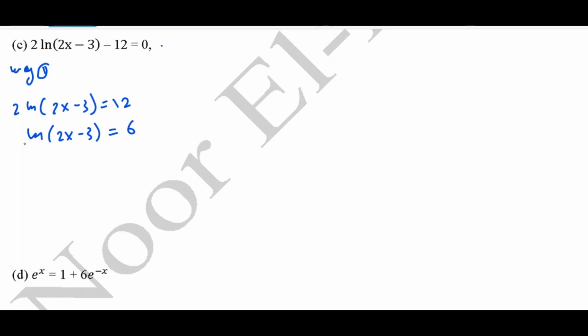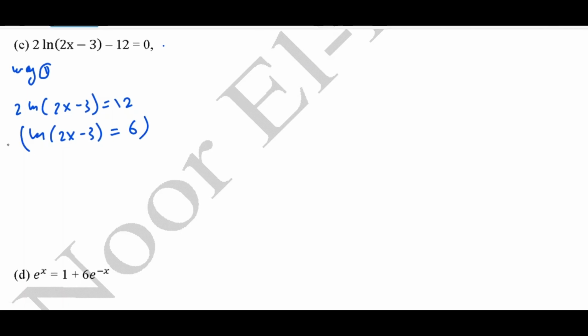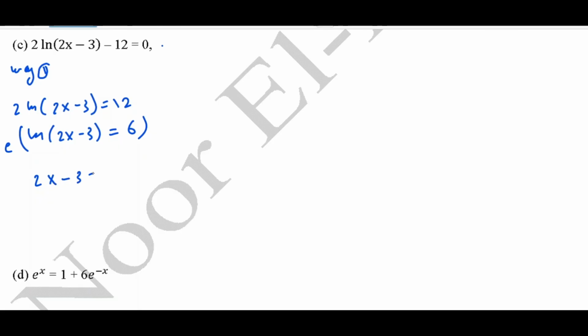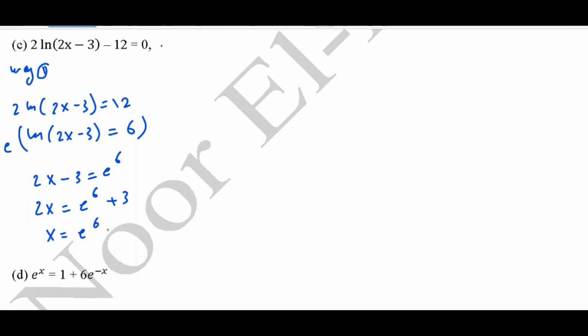Then I'm going to multiply by e. 2x minus 3 equals e to the power 6. Move negative 3. 2x equals e to the power 6 plus 3, divided by 2. X equals (e to the power 6 plus 3) over 2. This is way 1. Let's move to way 2.